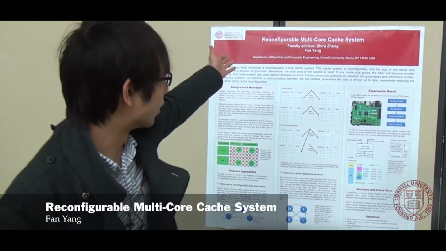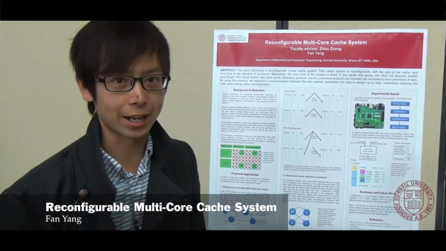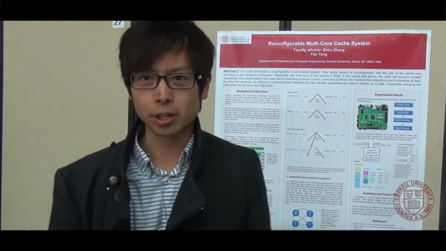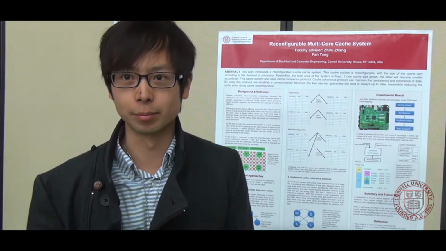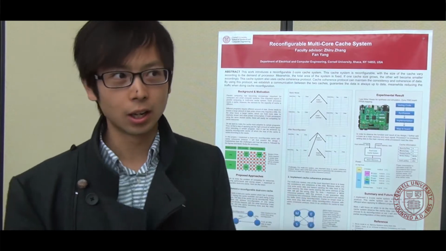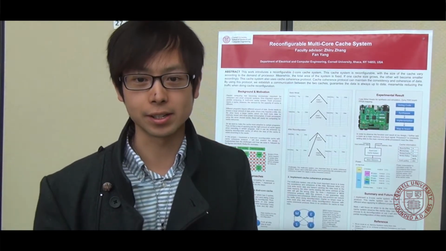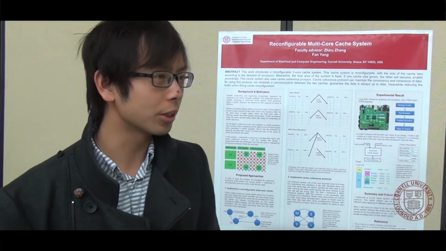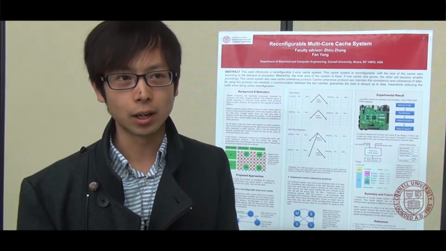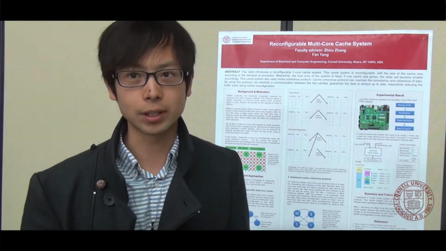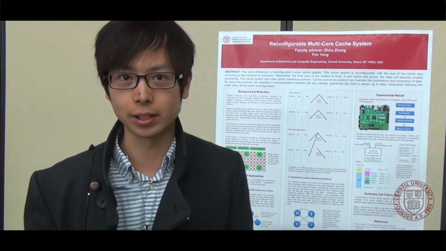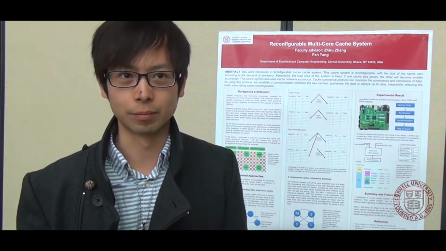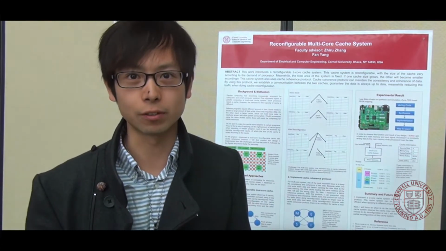My project is a reconfigurable multi-core cache system. Nowadays we increasingly use multi-core systems, and so we also need a multi-core cache system. But for a conventional cache, there is always competition for resources, meaning one core needs more data and the other needs less data. So there will be some competition for resources.